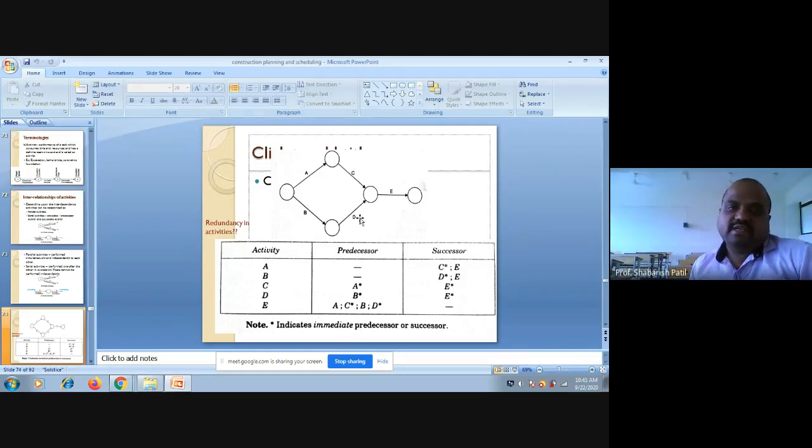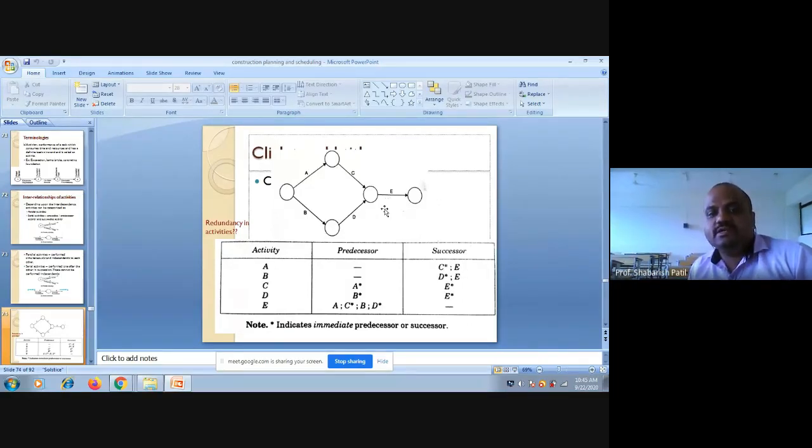Here in the network diagram, there are no activities before activity A, so there's a nil. Similarly, B has no predecessor activity, nil. Now, as far as C is considered, it has a predecessor activity as A. Are you getting my point? Similarly, when it comes to D, activity D has a predecessor as B. And when it comes to E, all the activities A, B, C, D, these 4 activities, are predecessor activities.